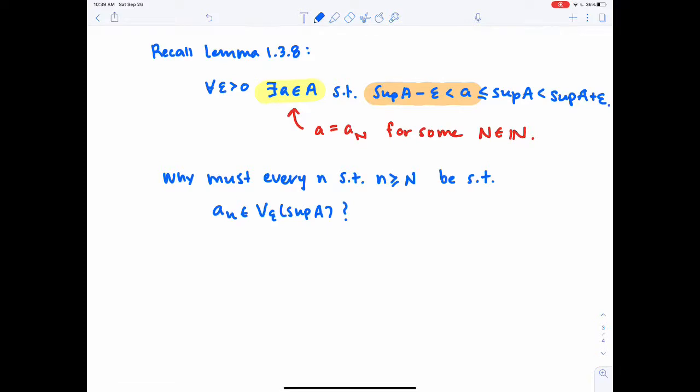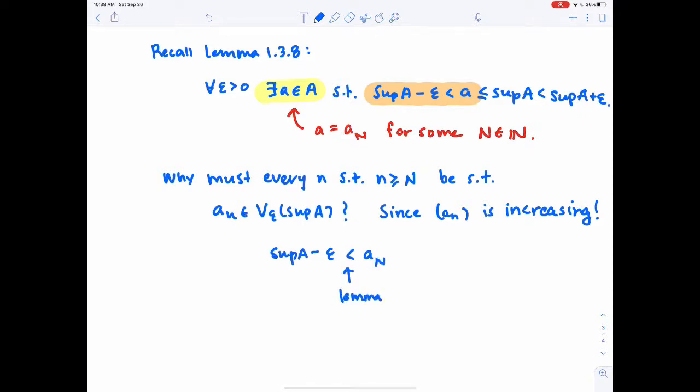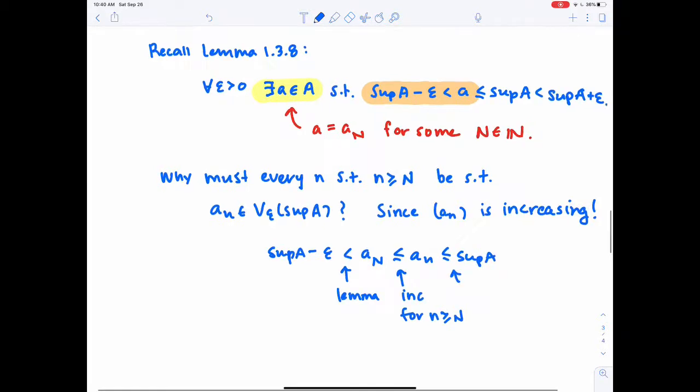So this has to do with, since AN is increasing, you have sup A minus epsilon. We know that's less than A capital N using our lemma. And then that value is less than or equal to AN using the definition of increasing. This is for N greater than or equal to capital N here. And then that has to be less than or equal to sup A. This is just using the definition of sup. And then transitively, that's less than sup A plus epsilon. So that's how we get in the neighborhood.